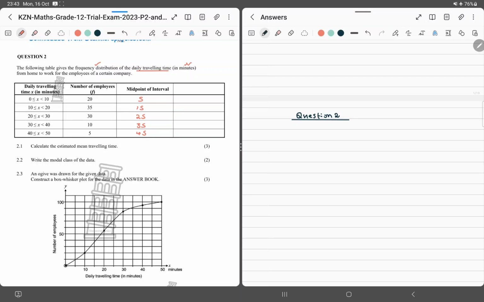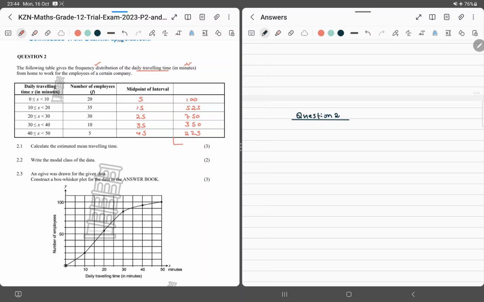Something like that. And then here we know that we always get these frequencies when we multiply the midpoints and the frequencies. So this is going to be 20 times 5, which is essentially 100. And then here we've got 35 times 15. This gives us a 525. So this is 30 times 25. That's 750. And then we've got 10 times 35, which is 350. And then we've got 5 by 45. That gives us a 225.